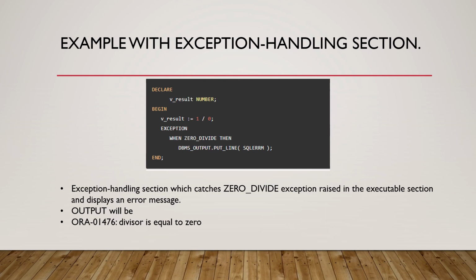You can see SQLERRM inside your put_line procedure, which actually displays an error code, which is nothing but ORA-01476. This error code denotes that the divisor is equal to 0.